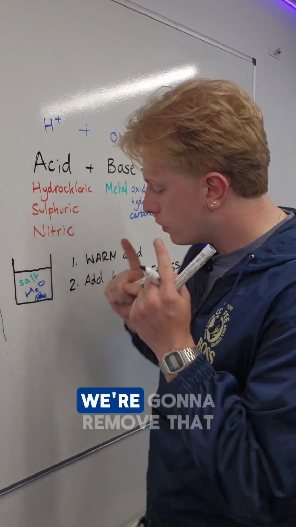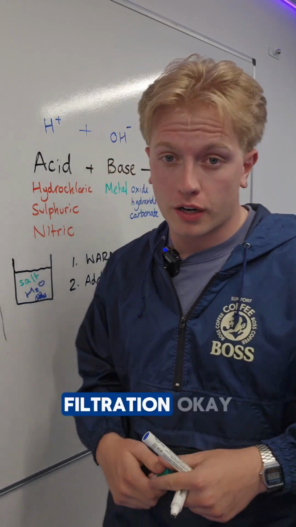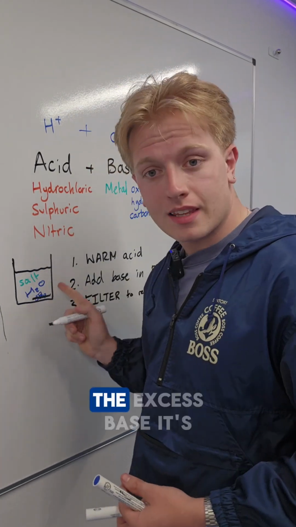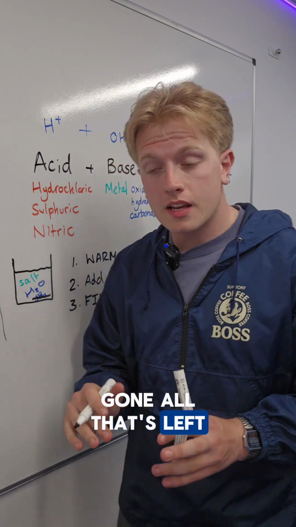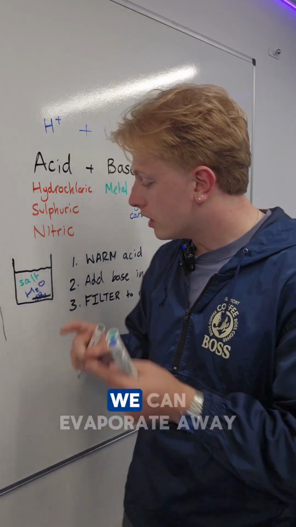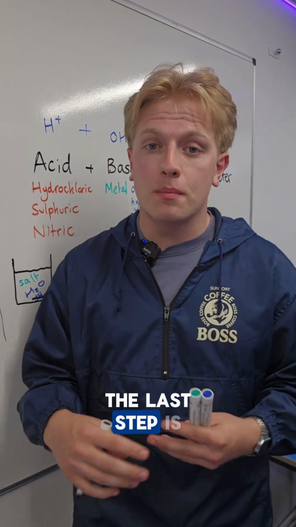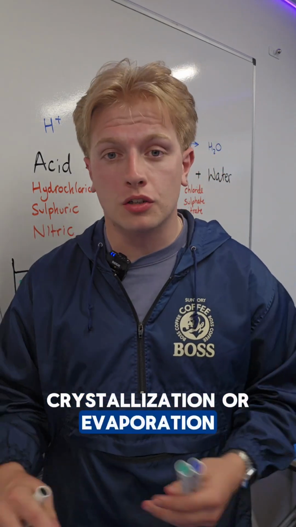Next step then is we're going to remove that excess base. And since it's insoluble, we do that with filtration. Okay, lovely. The excess base, it's gone. All that's left to remove is that water. Now these are 2 liquids and we need to separate them. We can evaporate away the water to leave us the salt behind. So the last step is crystallization or evaporation, whatever you want to call it.